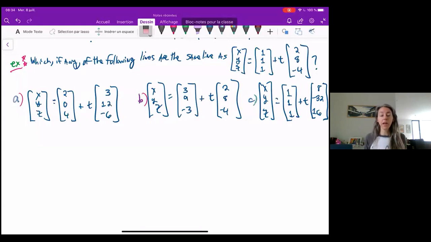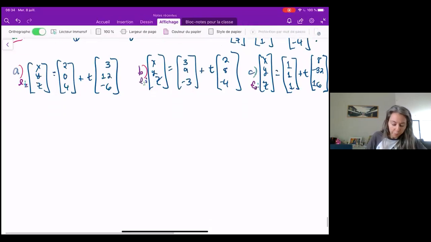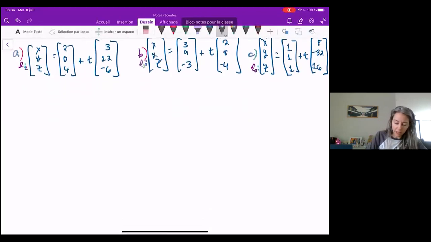Which, if any, of the following lines are the same as this given line right here? So I'm going to call this given line L, and then A will be L1, B will be L2, and C will be L3. And before we start this problem, we're just going to think about what it means for two lines to be the same. So let's just take a look at some lines really quickly.